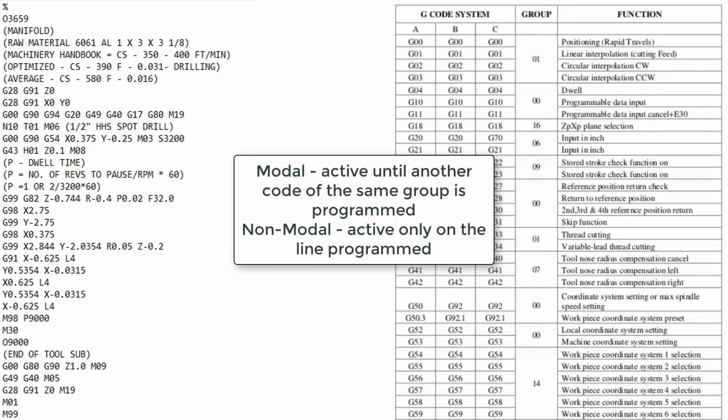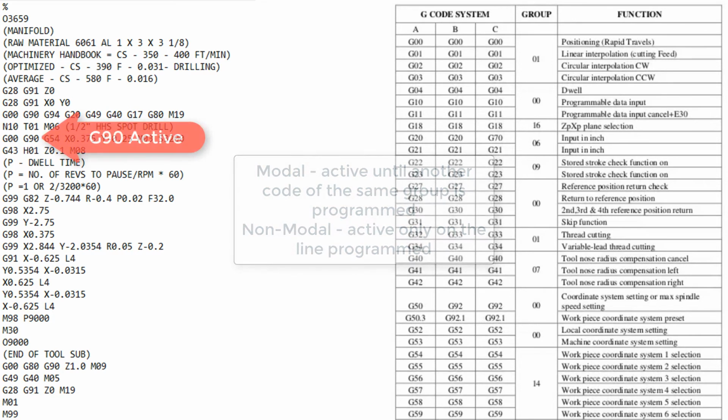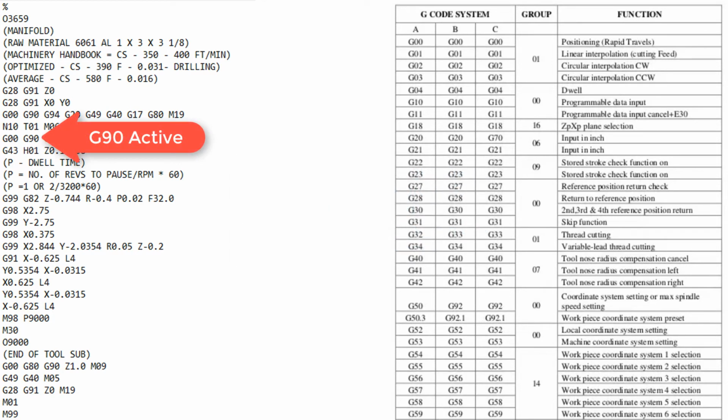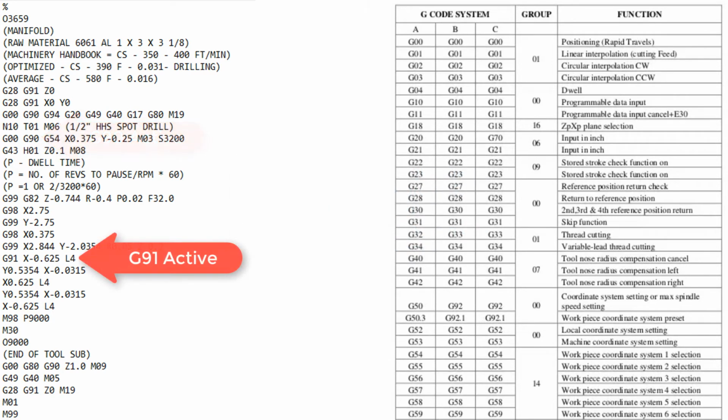The G&M code can be modal or non-modal. Modal codes place the machine into a mode, and once placed in that mode, it will remain active until another code from the same group replaces the code. This means the code does not need to be repeated on every line or block for which it is to be active. For example, the G90 here is active until it is replaced with the G91 here.